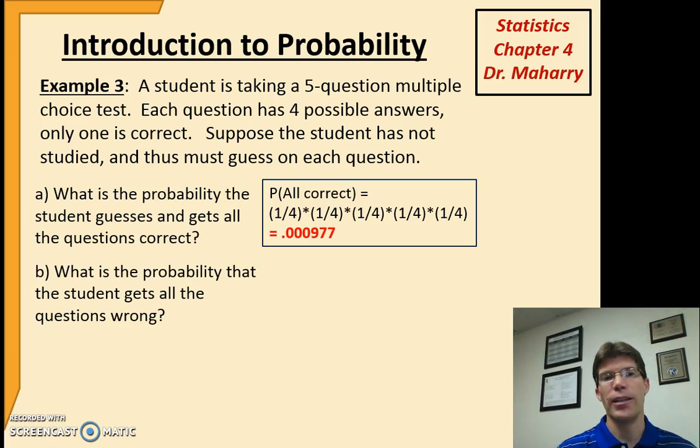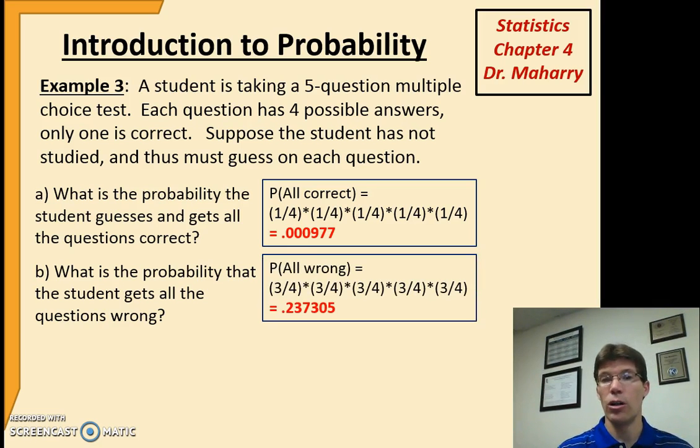Similarly, what would be the probability that I get all the questions wrong? Well, if there's 4 possible answers, 3 of the 4 are wrong. So the probability all wrong would be 3/4 times 3/4, 5 times. So about a 23% chance that we get the questions all wrong.